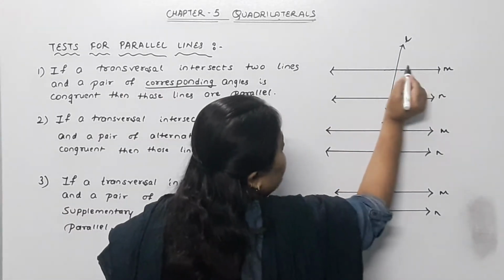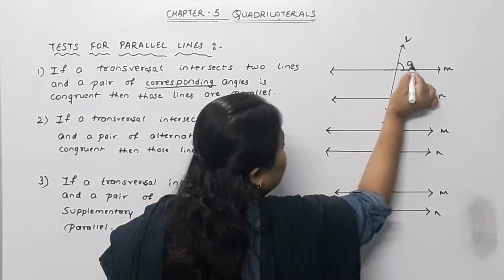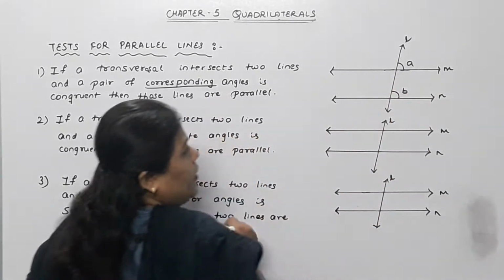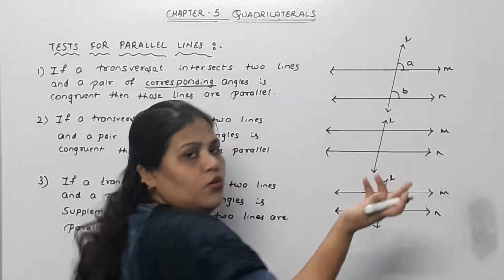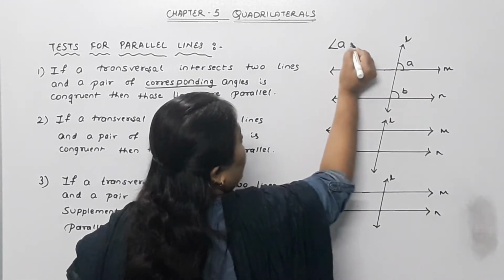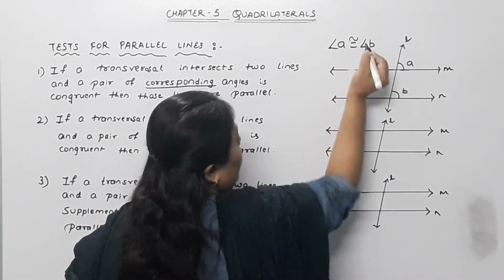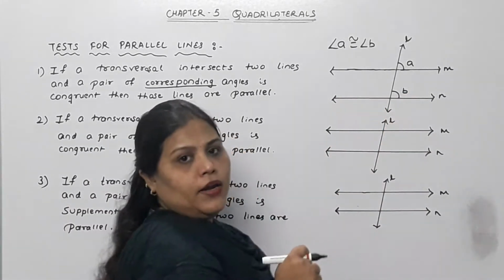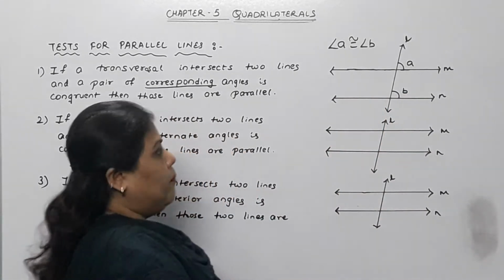Now say for example, if this is angle A and this is angle B, right? And A and B, as you all know, are the corresponding angles, and if angle A is congruent to angle B, then these two lines are parallel. Line M and N are parallel.